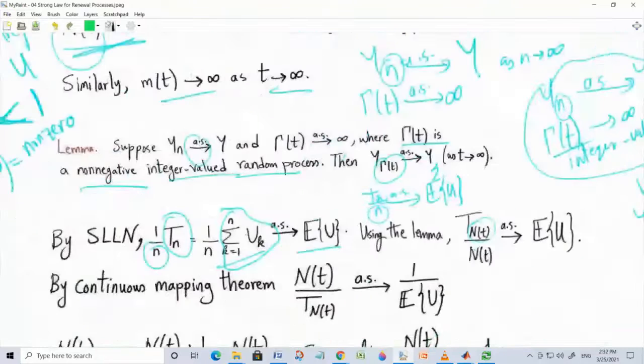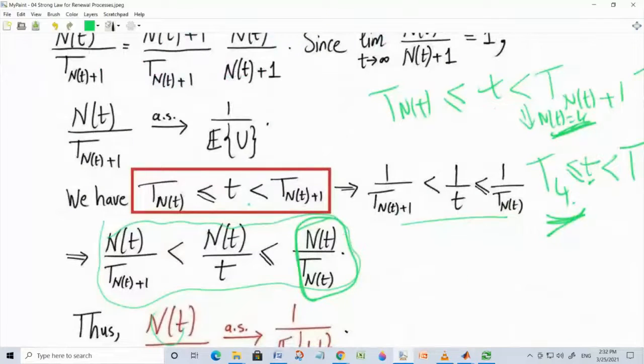The upper bound, again, is what we did initially. We started by applying the strong law of large numbers to the time of the nth arrival divided by n, exploiting the fact that Tn is just the sum of n IID random variables with a finite first moment. We applied our lemma, and then the continuous mapping theorem, and then this thing here will converge to 1 over the expected value of u.